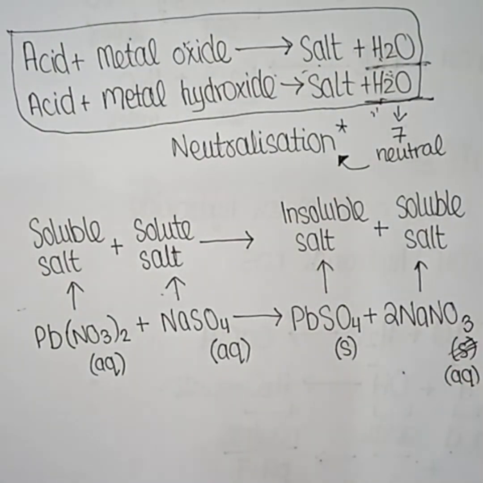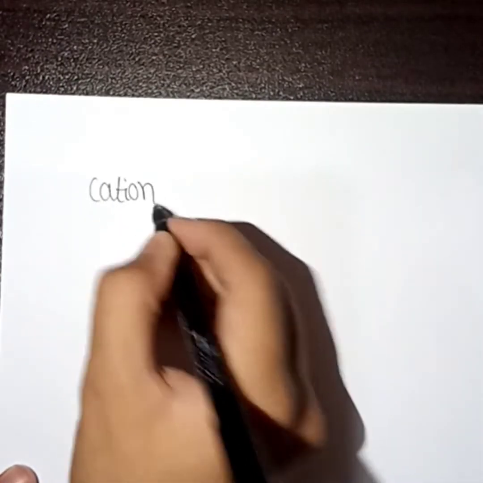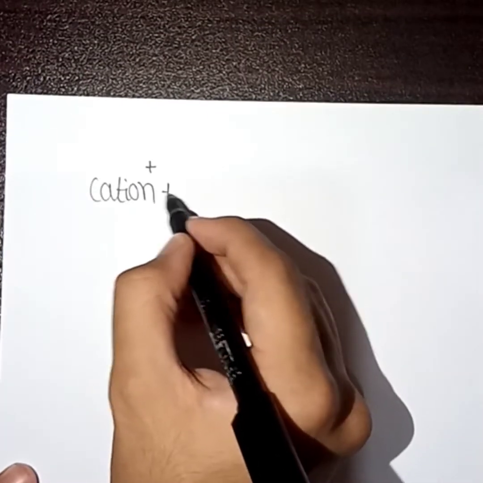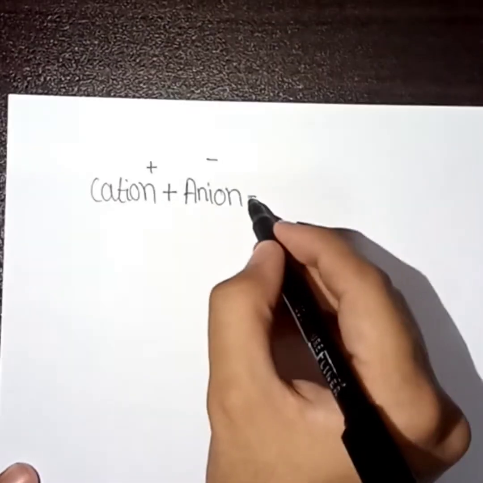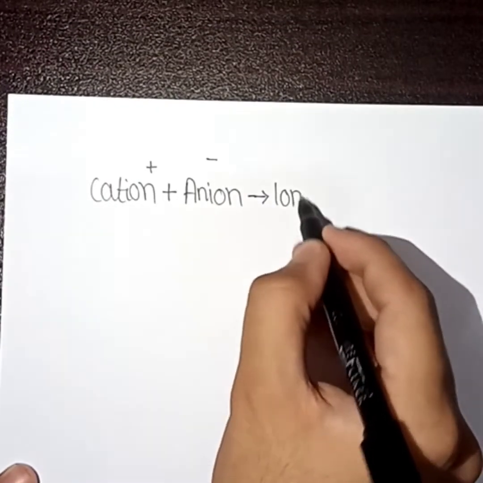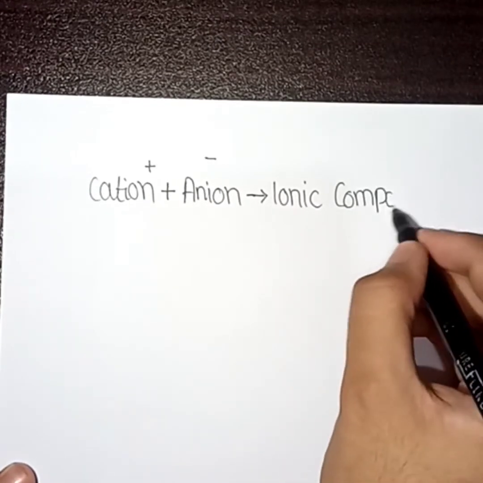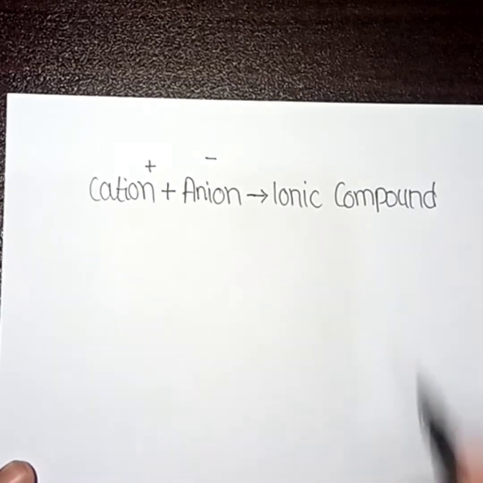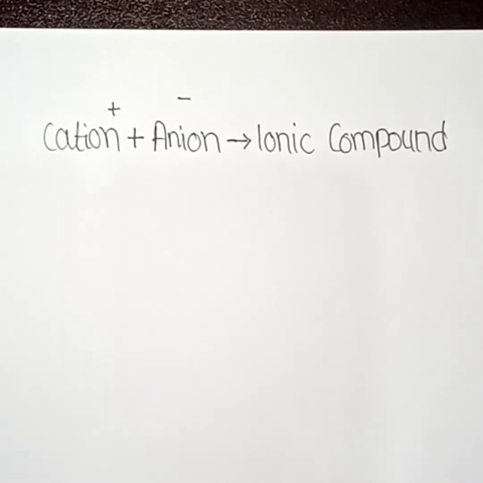Okay, so moving ahead, we have already studied that whenever a cation, which has a positive sign, reacts with an anion, which has a negative sign, it will form an ionic compound. In our previous video, I briefly described the properties of ionic compounds, so kindly visit it. It would be very helpful for you in your exams. Whenever a cation reacts with an anion, it forms an ionic compound.